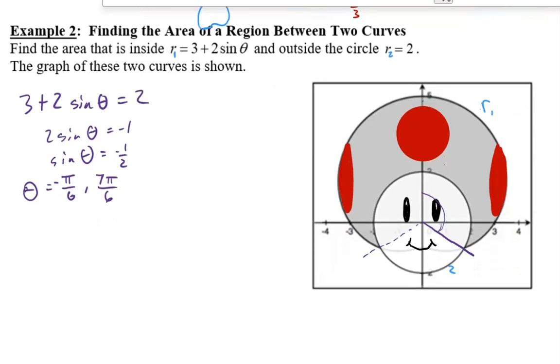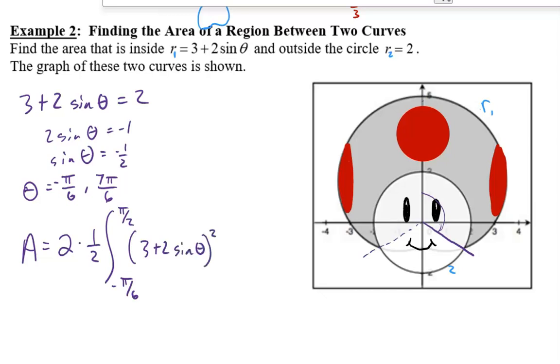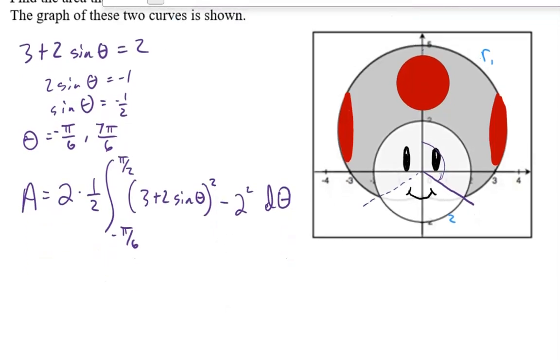So I'm going to do the area equals 2 times 1/2 of the integral from negative pi over 6 to pi over 2 of outside function squared, so 3 plus 2 sine theta quantity squared, minus inside function squared, which is just the circle, 2 squared. Also, anytime you have a circle like this that's just radius equals a number and you're doing part of that, you can do that geometrically. Like you could do just one integral and then just say, well, this is just a third of a circle that has a radius of 2. You'll get the same thing. Okay, and then that would get us to our answer.